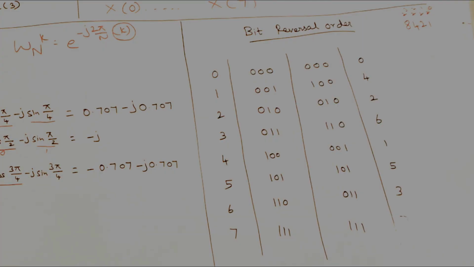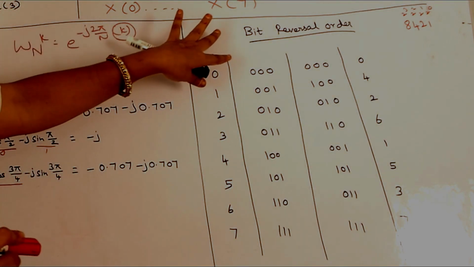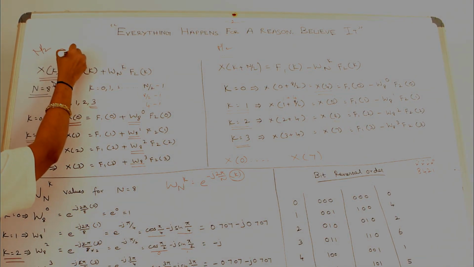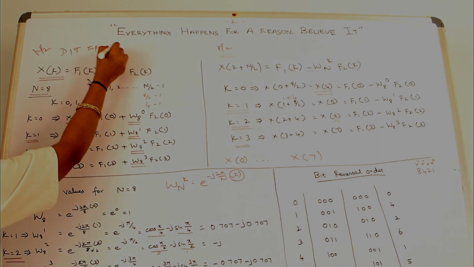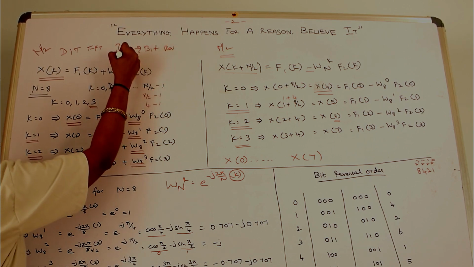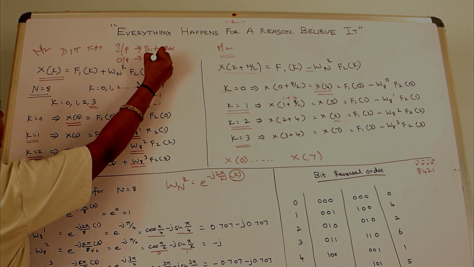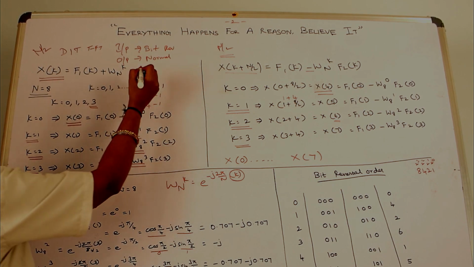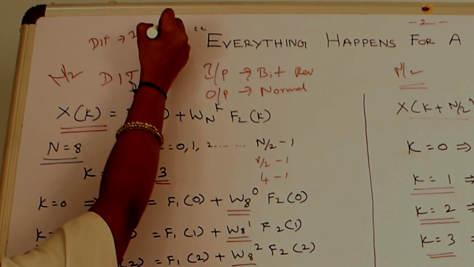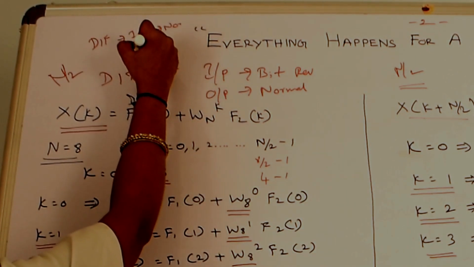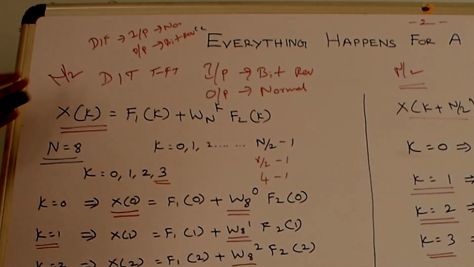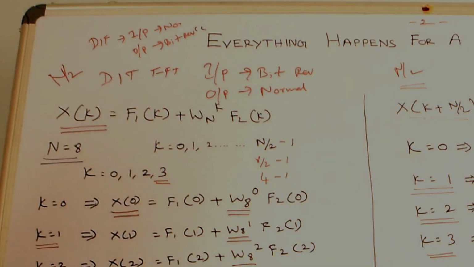And the next concept is bit reversal order. In DIT FFT, your input is in bit reversal order. Your output is in normal order. When you consider DIF, your input is in normal order and your output is in bit reversal order. I will explain both concepts in the flow graph.